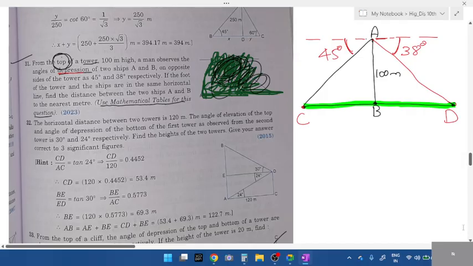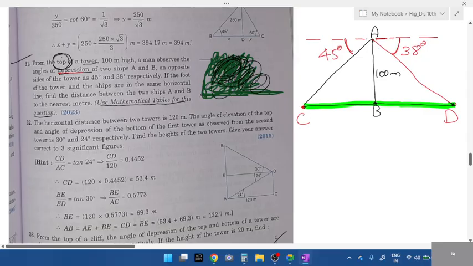If it is flat, ground, floor, all those are horizontal lines. Here the green color mark is the horizontal line. Okay, next part of the question. Same horizontal line. Find the distance between two ships A and B to the nearest meter.